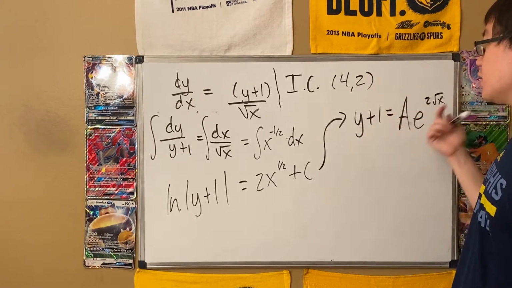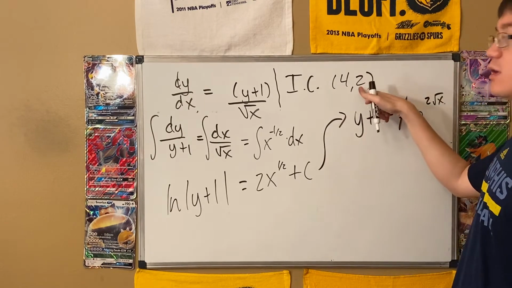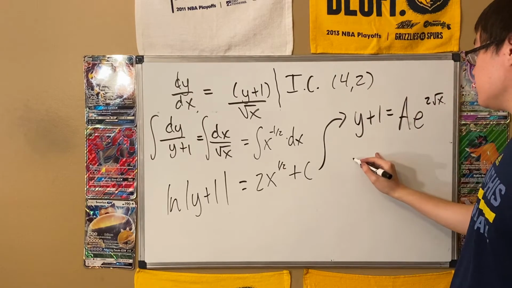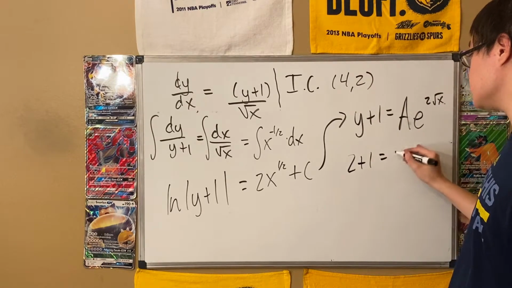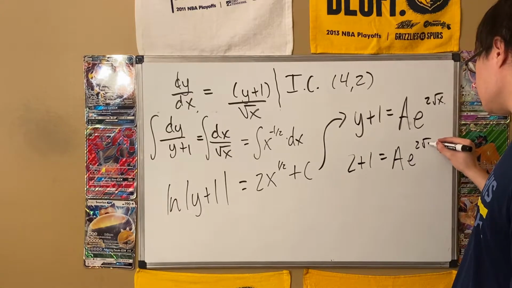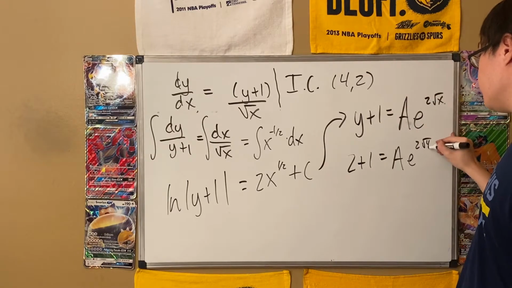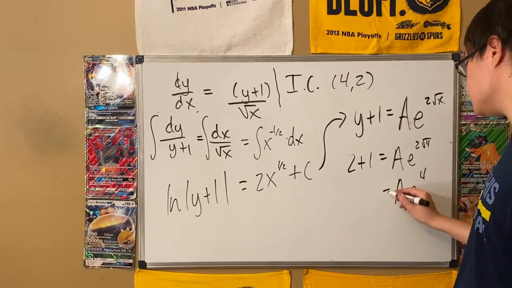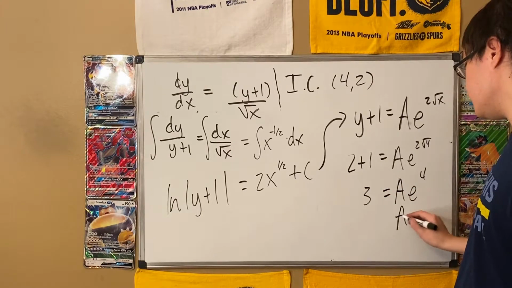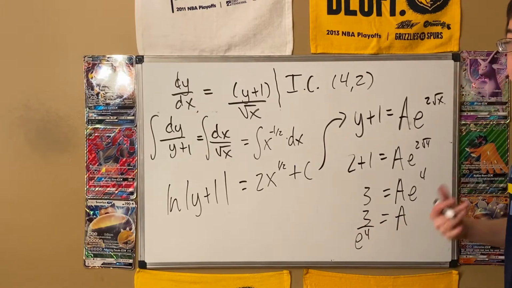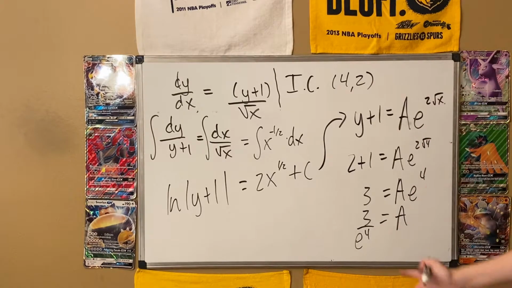So what we're going to do is plug in 2 for y, of course, and then plug in 4 for x. So it's going to be 2 plus 1 equals A e to the 2 times square root of x, which is square root of 4. Square root of 4 is 2, so that's nice. So A e to the 4th equals 3. So I have the weird number A is equal to 3 over e to the 4th, but I'm not going to complain too much because, again, once I solve, I'm just going to replace it with this.